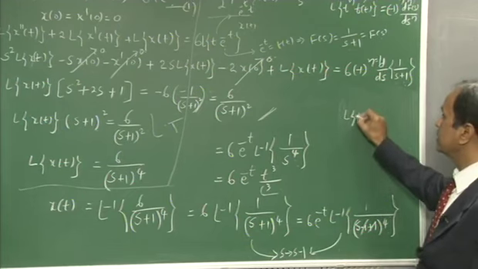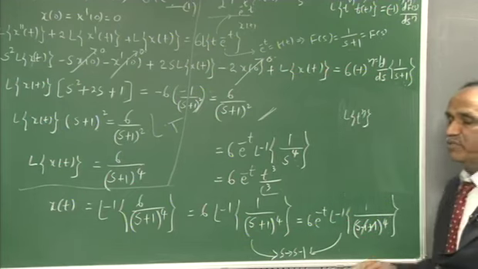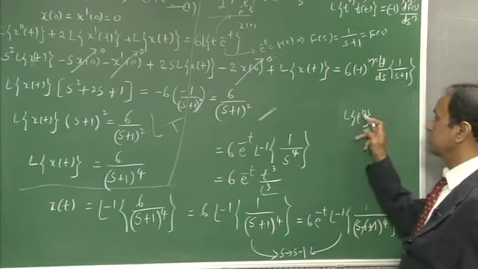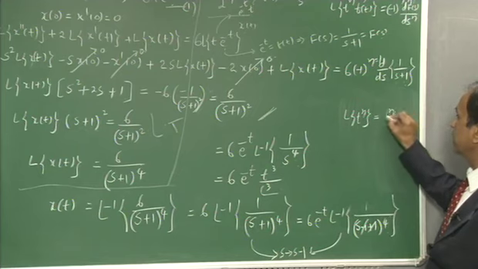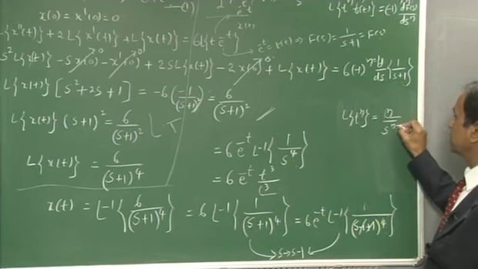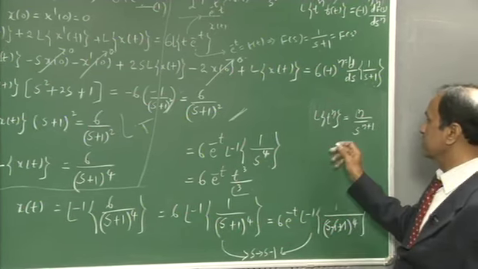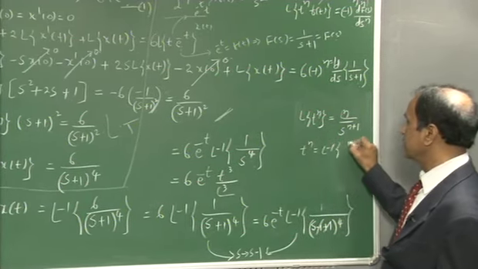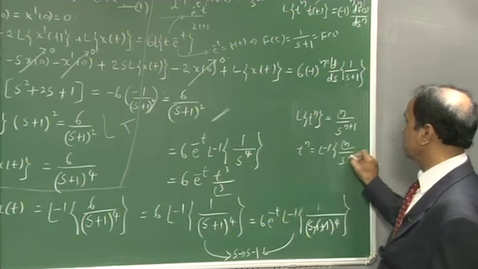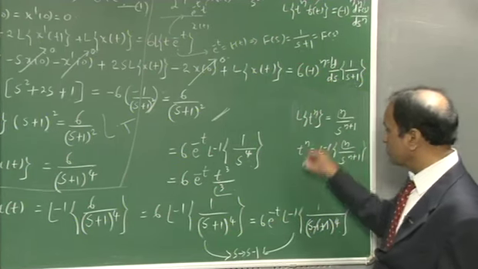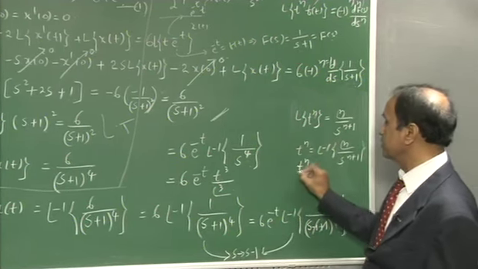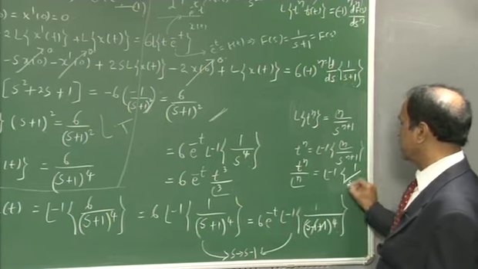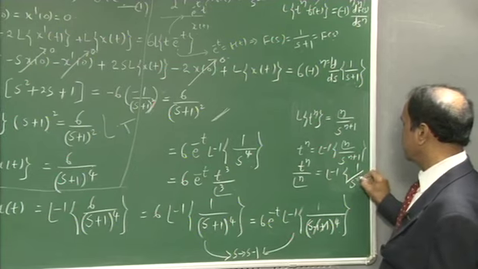L of t to the power n, because in one of the previous classes we have already discussed this algebraic term when the degree is n, that is equal to n factorial divided by s to the power n plus 1. Then this can be written t to the power n is equal to L inverse n factorial over s to the power n plus 1. This also can be written t to the power n divided by n factorial is equal to L inverse 1 by s to the power n plus 1.